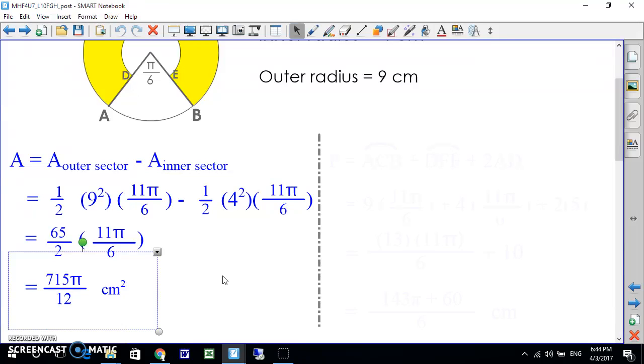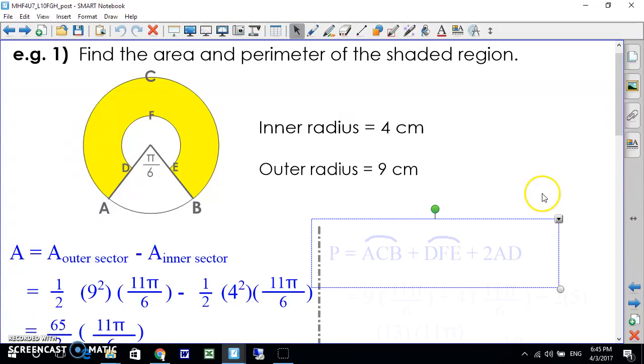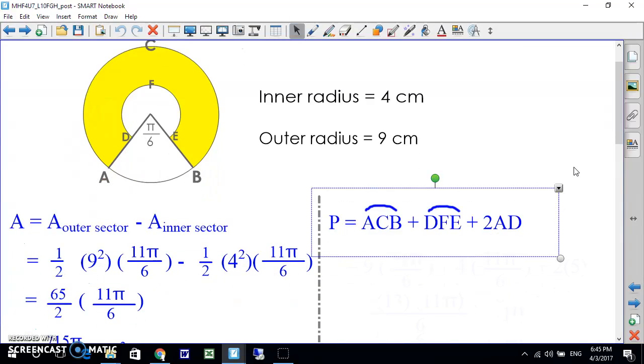In the next part, we're going to calculate the perimeter of this shape. So the perimeter of this shaded region will contain the arc length from A to B, so we call this arc ACB. It should also include arc DFE, the inner arc, plus don't forget the endings BE as well as side DA or AD. So here is the plan, the two arcs plus the two little segments at the ends.